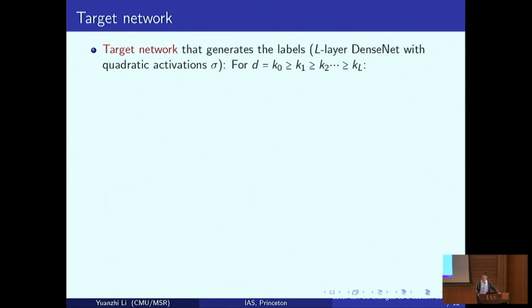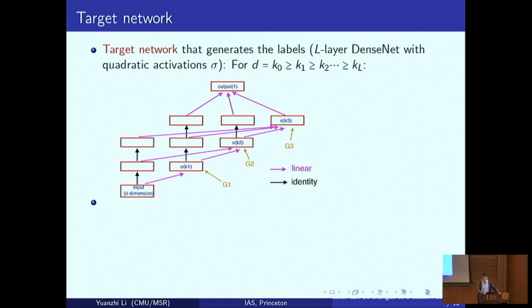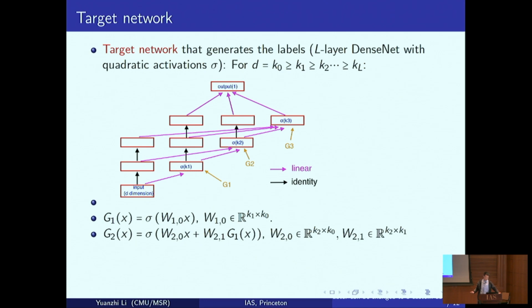Okay, so let me describe the target network. It's very simple, it's just a dense net with quadratic activation. So you have an input layer that is a linear function of the input, and then you raise it to a quadratic activation. And then your second layer is a linear function of both the input and the first layer, and then you raise it to a quadratic activation, and so on. And then your final layer is a linear function of the input and the linear functions of all the previous layers, and then you raise it to a quadratic activation. So that's the standard architecture of a dense net.